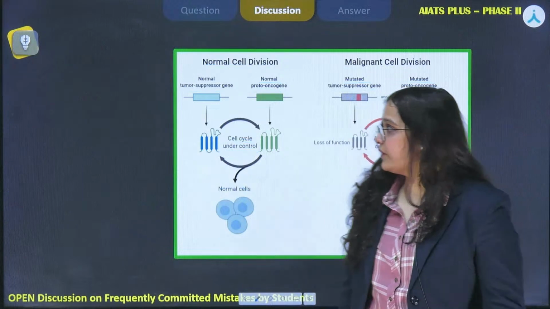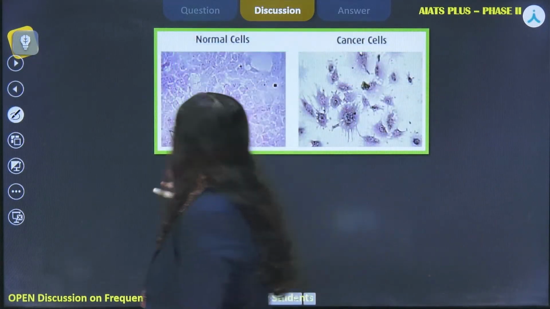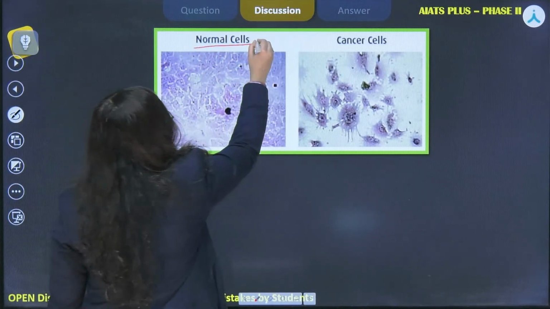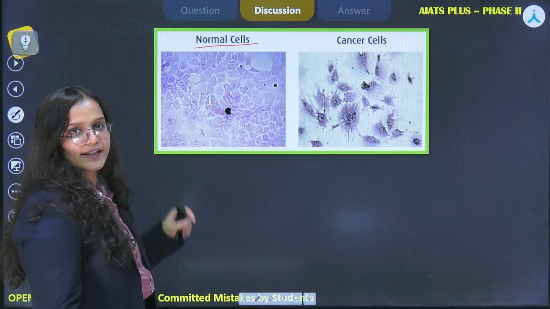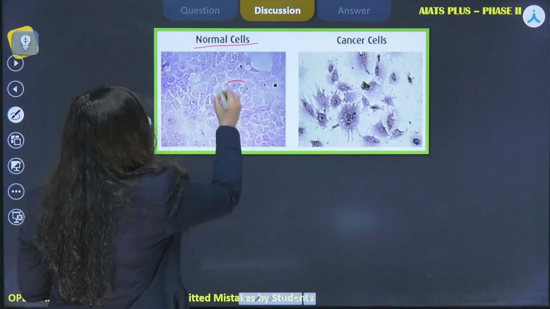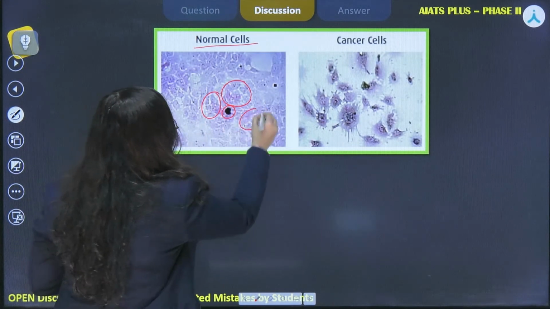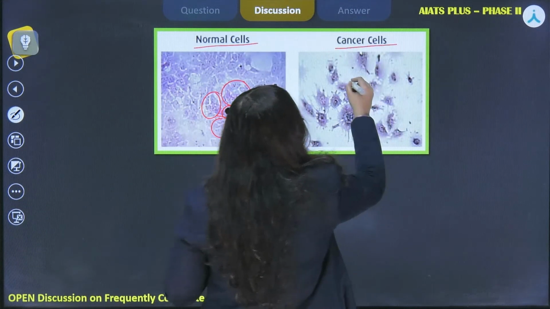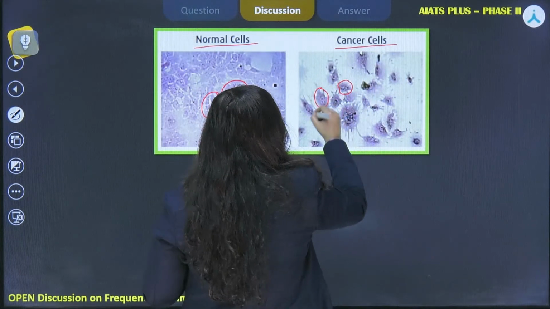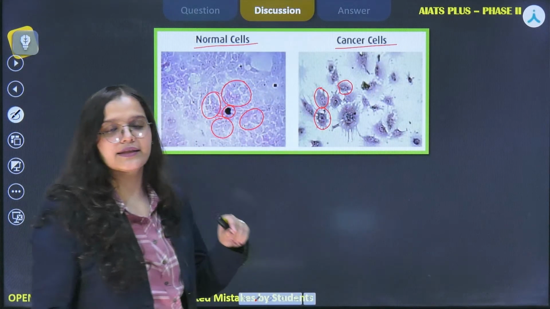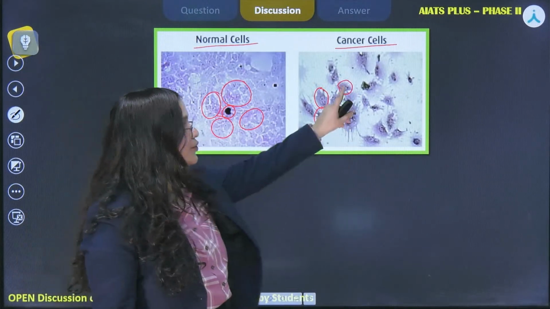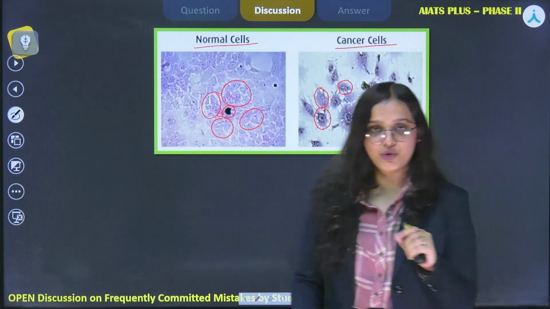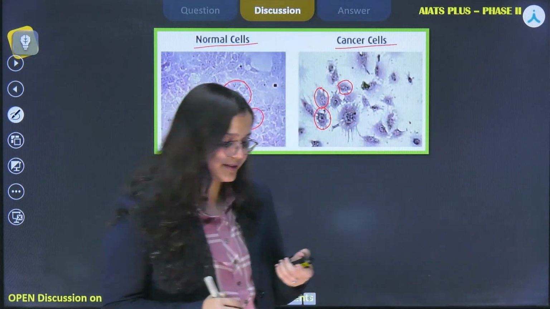Further we can see in the figure here that we have a normal cell in the first figure, where there is a nucleus, and we can see the cells that have distinct or proper boundaries, whereas in a cancer cell we can see that they are morphologically very distorted and there is no distinct boundary to define those cancer cells. So this is one of the major differences between a normal cell and a cancer cell.